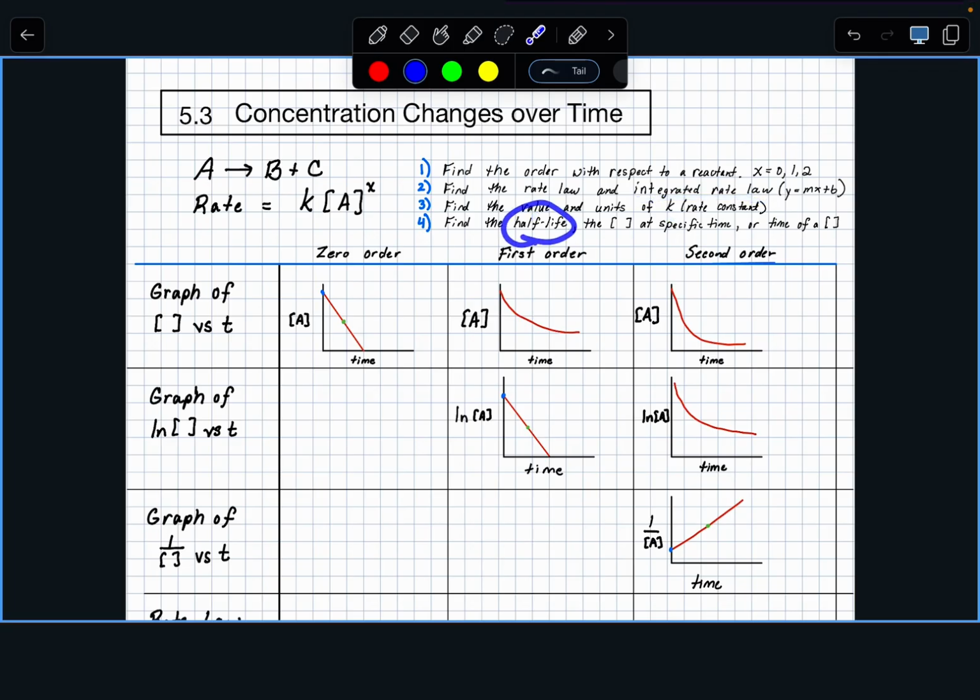Also, we can calculate something called the half-life and any concentration or any time at a specific point in that reaction. So for these boxes here, there aren't really graphs that would go with it. You can just sort of skip it.